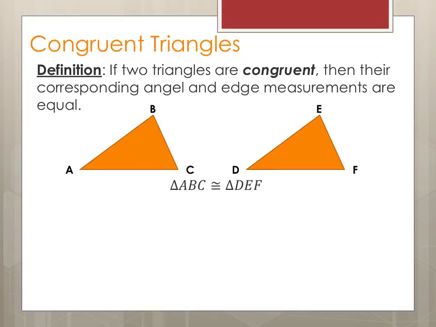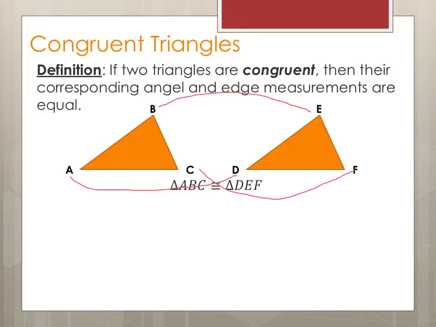So let's talk about how we read this. The first letter of the first triangle is A, and the first letter of the second triangle is D. That means that angle A corresponds to angle D. B is the middle letter, and E is the middle letter on the second triangle, so B and E will correspond to each other. And then lastly, C is listed last, and F is listed last. So F and C will be equal angle measurements as well.